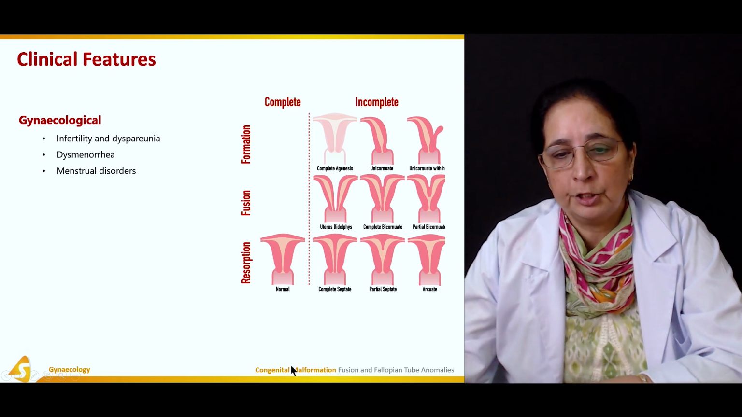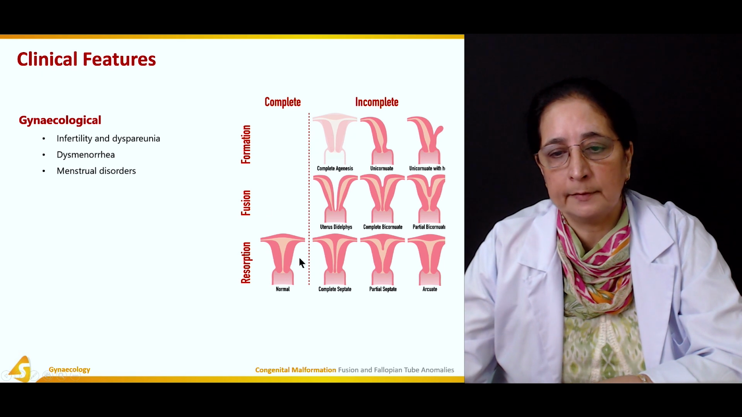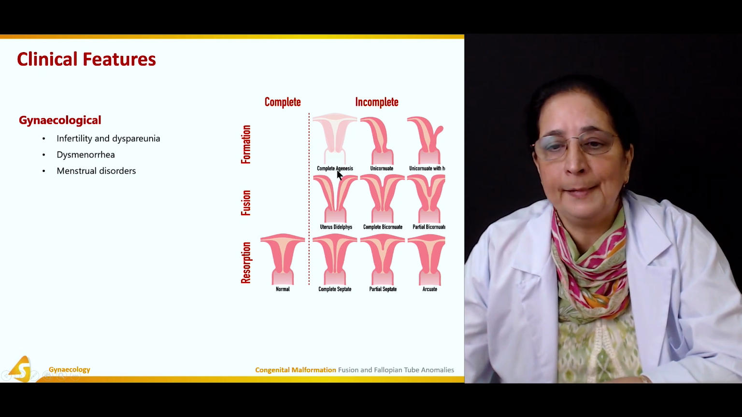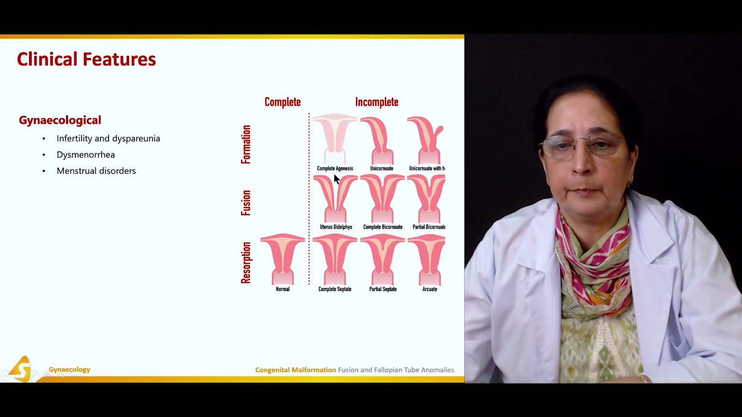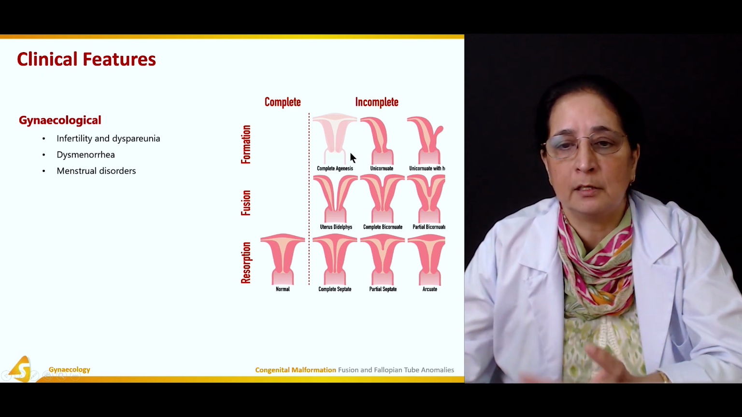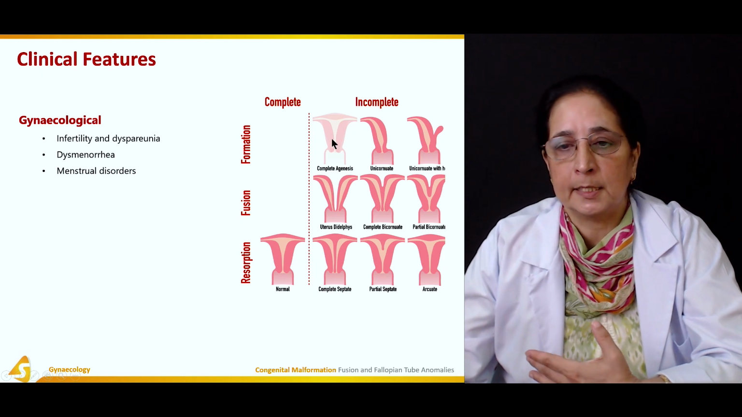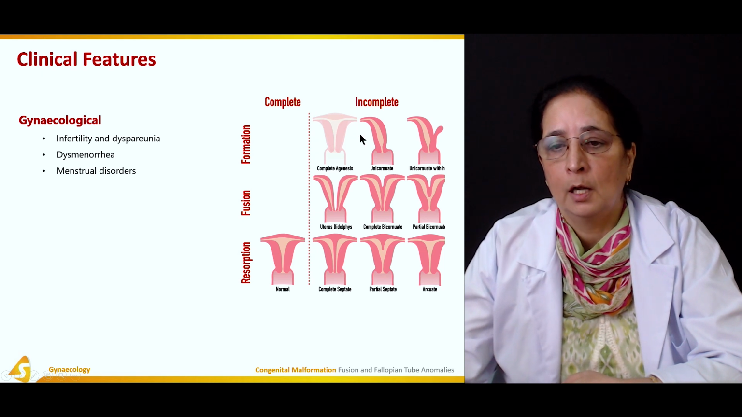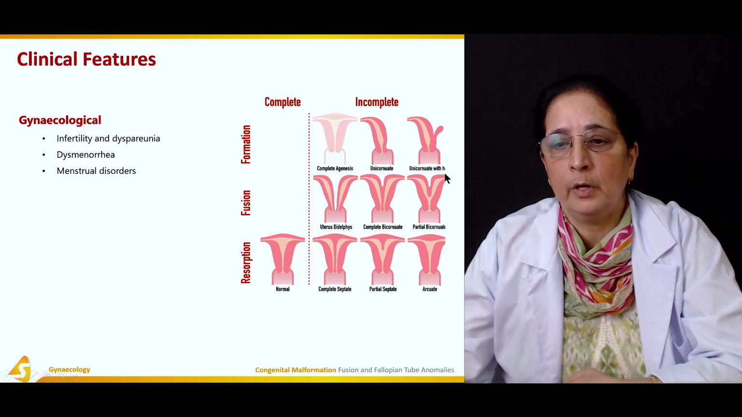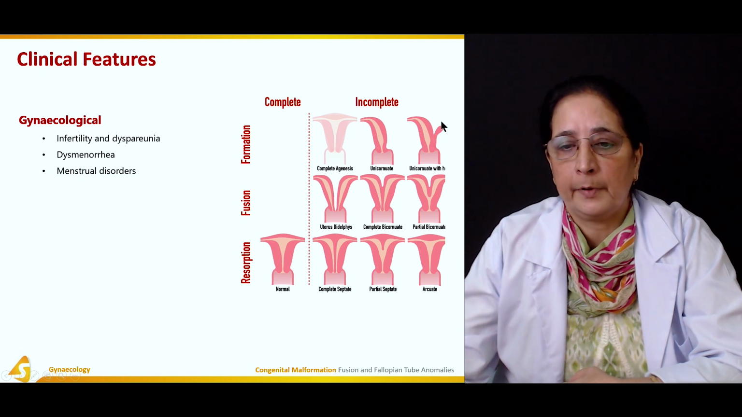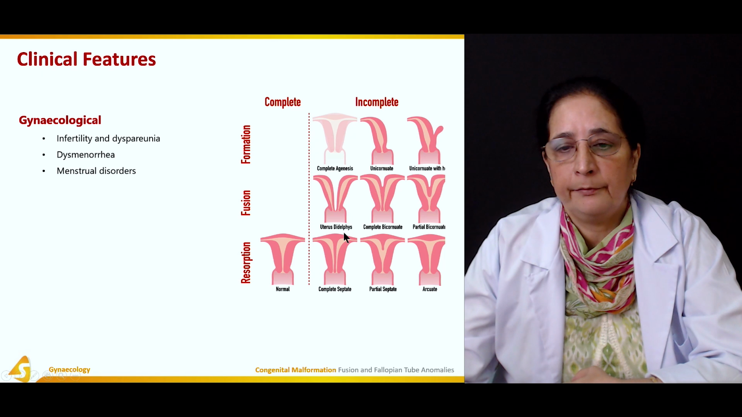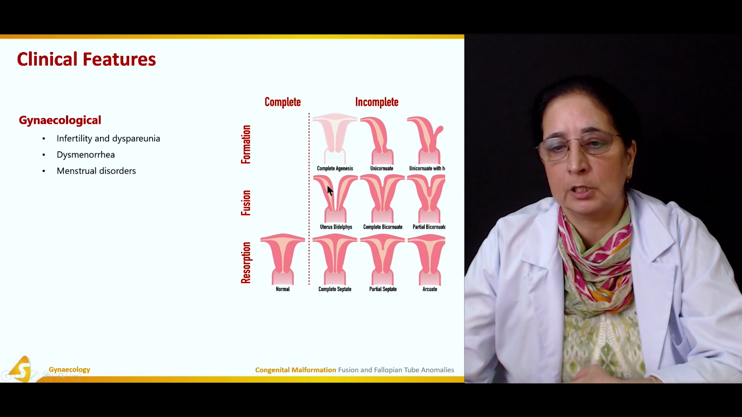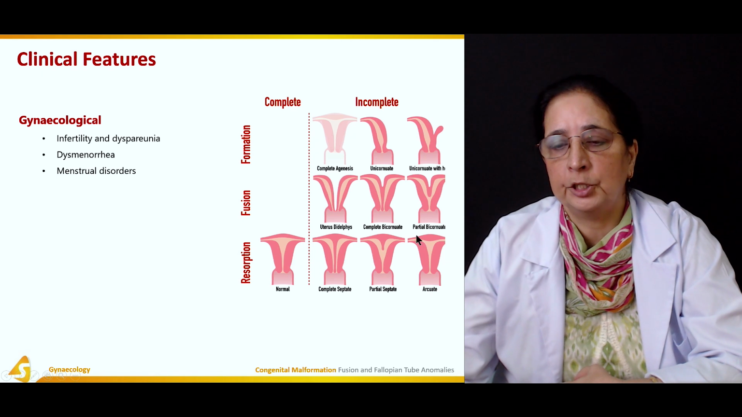This is the picture of the normal reproductive system, and this is the complete agenesis. Nothing is present, complete agenesis, uterus, cervix, vagina, all are absent. This is the incomplete unicornuate, one cornua. This is unicornuate with horn. This is horn present. Uterus didelphys, two uteri are present. Bicornuate, this is two cornua present, partial bicornuate.